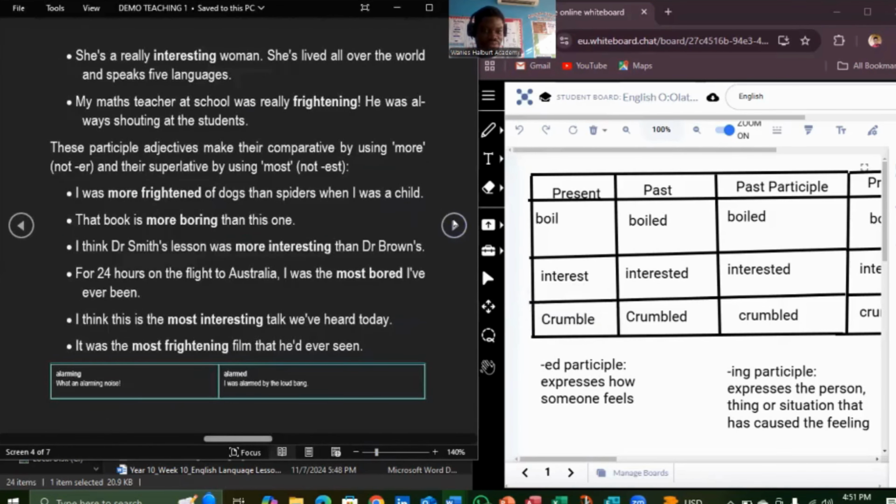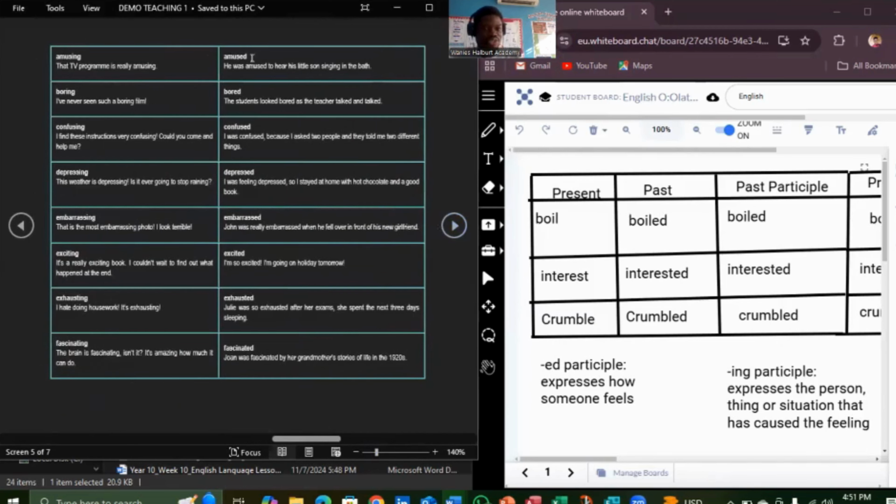We have them here. We have amusing, amused, boring, bored, confusing, confused, depressing, depressed, embarrassing, embarrassed, exciting, excited, the ed participle, the ing participle. So I'm sure if you look at the examples under them, you will understand how they function. All the examples under each participial adjective here, you can easily identify the one that expresses someone's feeling, and you can identify the one that expresses the person or the thing that caused that feeling.